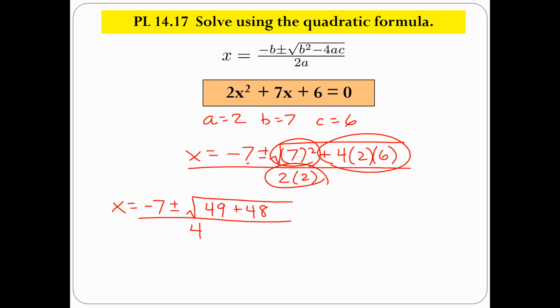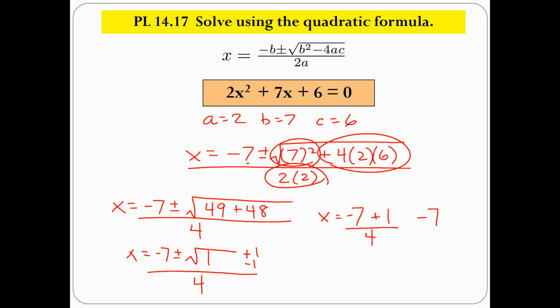Well, we know that the square root of 49 minus 48 is 1, and the square root of 1 is 1. So we have plus 1 or minus 1, and we are ready to set up our two equations. In the first one, x is negative 7 plus 1 divided by 4. The next one would be negative 7 minus 1 divided by 4. So this would be negative 6/4, which simplifies down to negative 1/2, or negative 1.5. This would be negative 8 divided by 4, which simplifies to negative 2. So our two solutions would be negative 2 and negative 1.5.